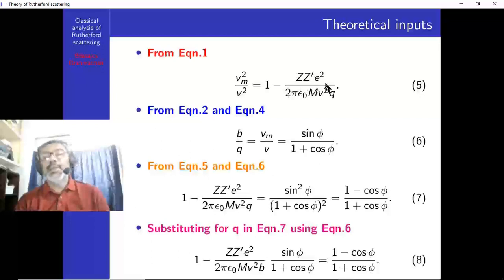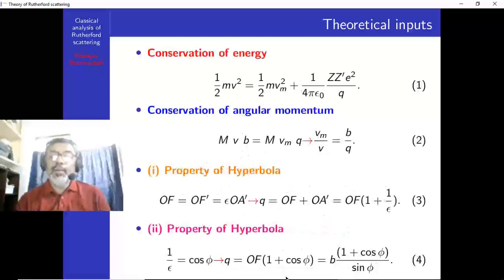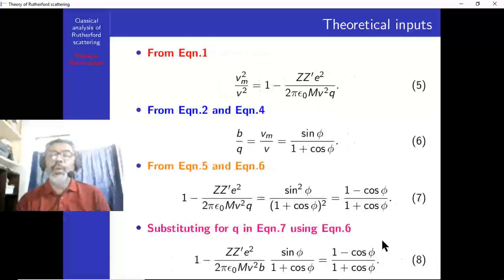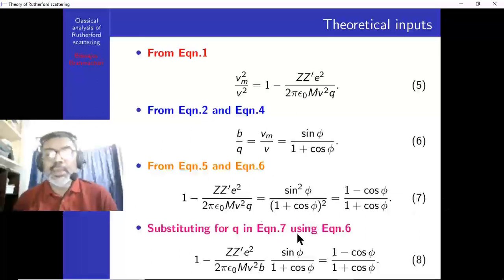So 1 minus ZZ prime e square by 2 pi epsilon naught mv square q, and from angular momentum we get b by q equal to Vm by V, second relation, and b by q is again coming from the property of hyperbola, b by q equal to sine phi by 1 plus cos phi from equation 4. Sine square phi is 1 minus cos square phi, that means 1 plus cos phi into 1 minus cos phi. So 1 plus cos phi is cancelled from numerator and denominator. Then we get 1 minus cos phi by 1 plus cos phi. So that means we get equation 7.